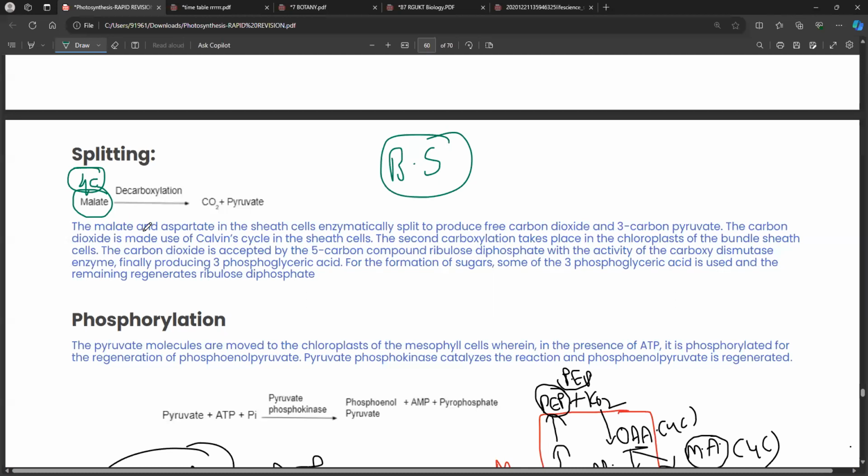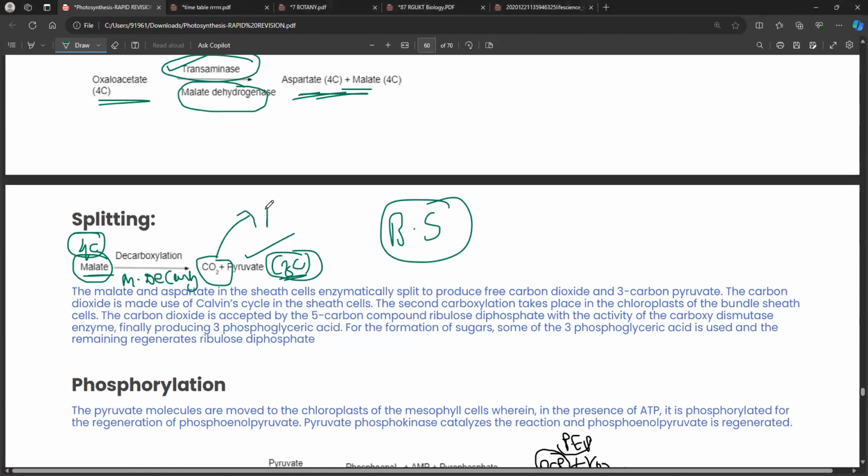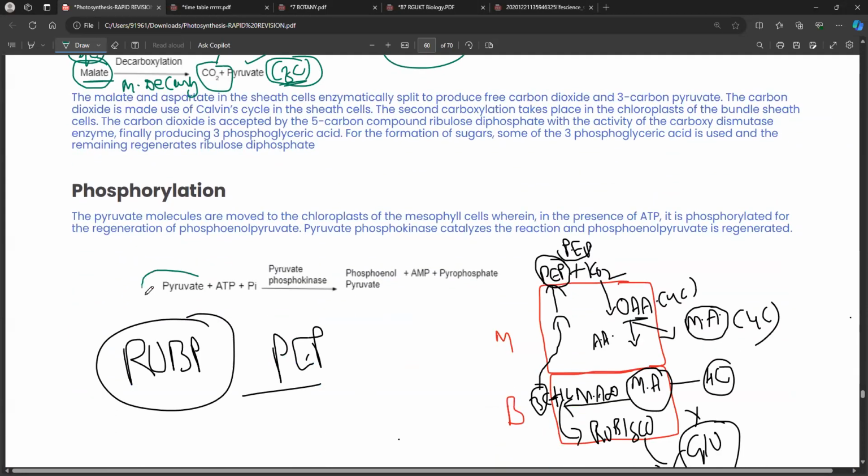In the bundle sheath, we have a versatile enzyme. What was that enzyme? Malate decarboxylase enzyme. What is that enzyme doing? That enzyme converts the malate into 3 carbon plus 1 carbon. What is that 3 carbon? That 3 carbon is pyruvate, and there is a leftover of 1 carbon dioxide. Who will take this 1 carbon dioxide? This 1 carbon dioxide is taken by the Rubisco and fixed into glucose. Now what happens to this particular 3 carbon, friends? You can see this. The pyruvate molecules are moved to the chloroplast of the mesophyll.